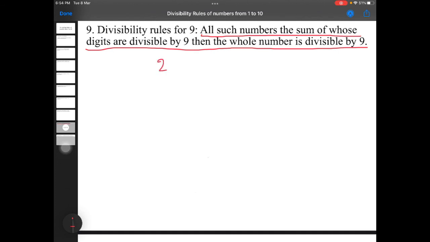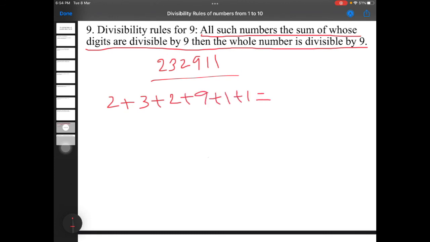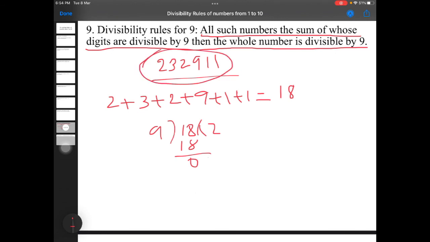So let's take example 232911. Let's add the digits of this number: 2 plus 3 plus 2 plus 9 plus 1 plus 1. So let's see how much it is. 2 plus 3 is 5, 5 plus 2 is 7, 7 plus 9 is 16, 16 plus 1 is 17, 17 plus 1 is 18. So 18, if we divide it by 9, 9 into 2 equals 18. So we see here 18 can be divided by 9. So that means this whole number can be divided by 9.